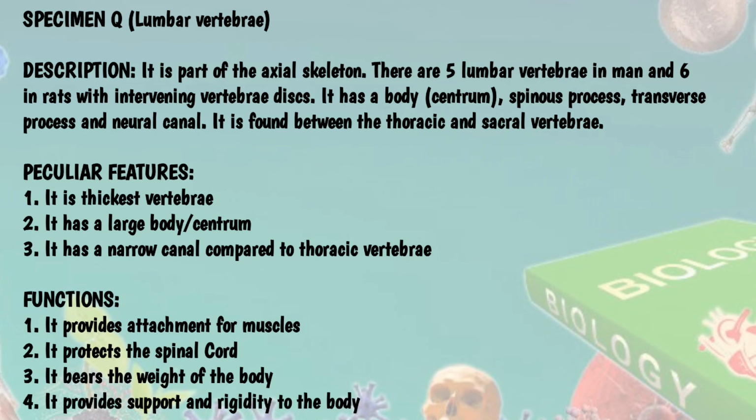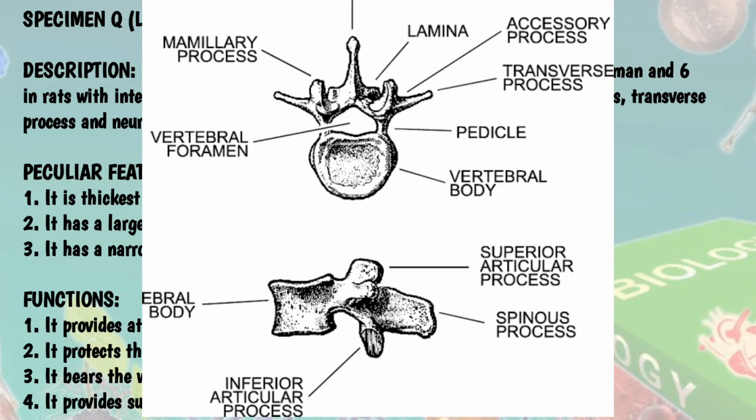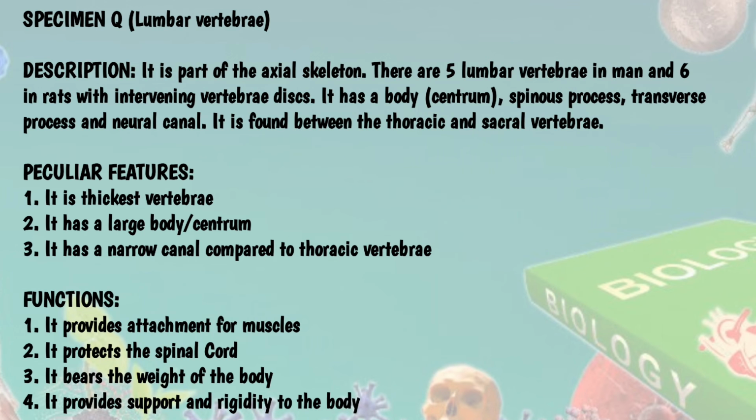So it has the body, or the centrum as we call it. It has the spinous process, transverse process, and neural canal. So moving on, the lumbar vertebra has some peculiar features, which are that it is the thickest vertebra. It has a large body or centrum, though it has a narrow canal compared to the thoracic vertebrae. What are the functions? It provides attachment for muscle, protects the spinal cord, bears the weight of the body, and also provides support and rigidity to the body.